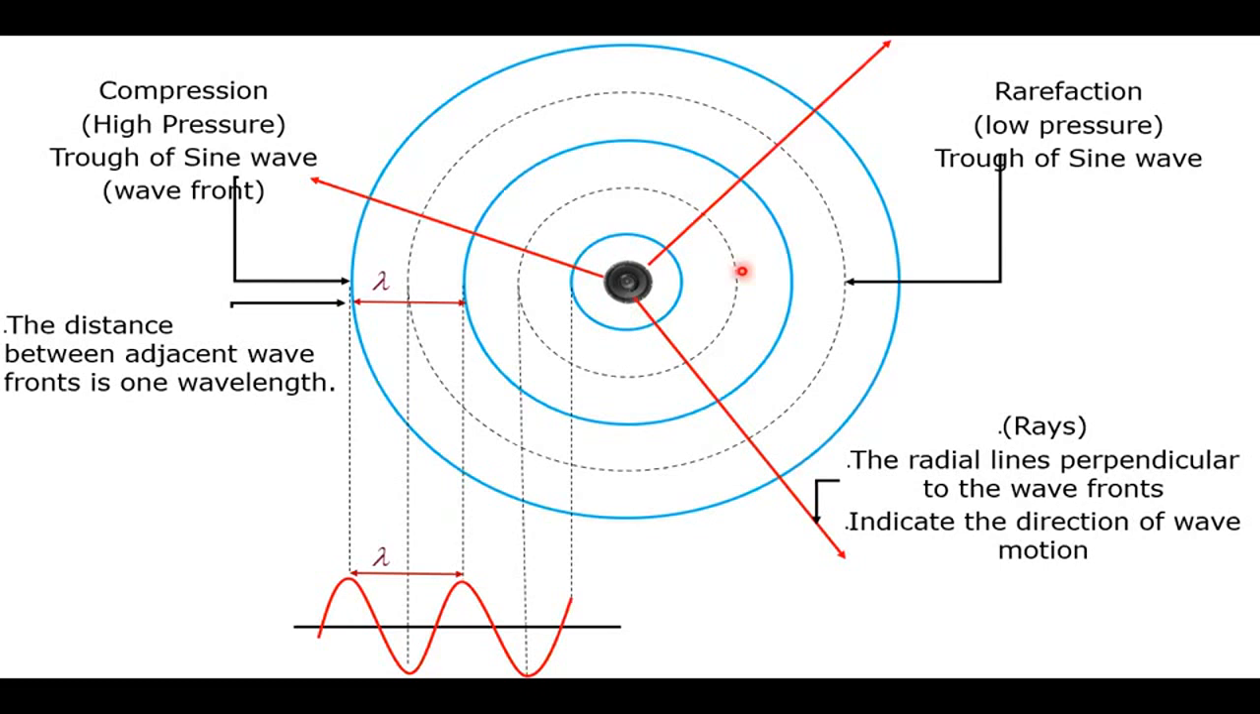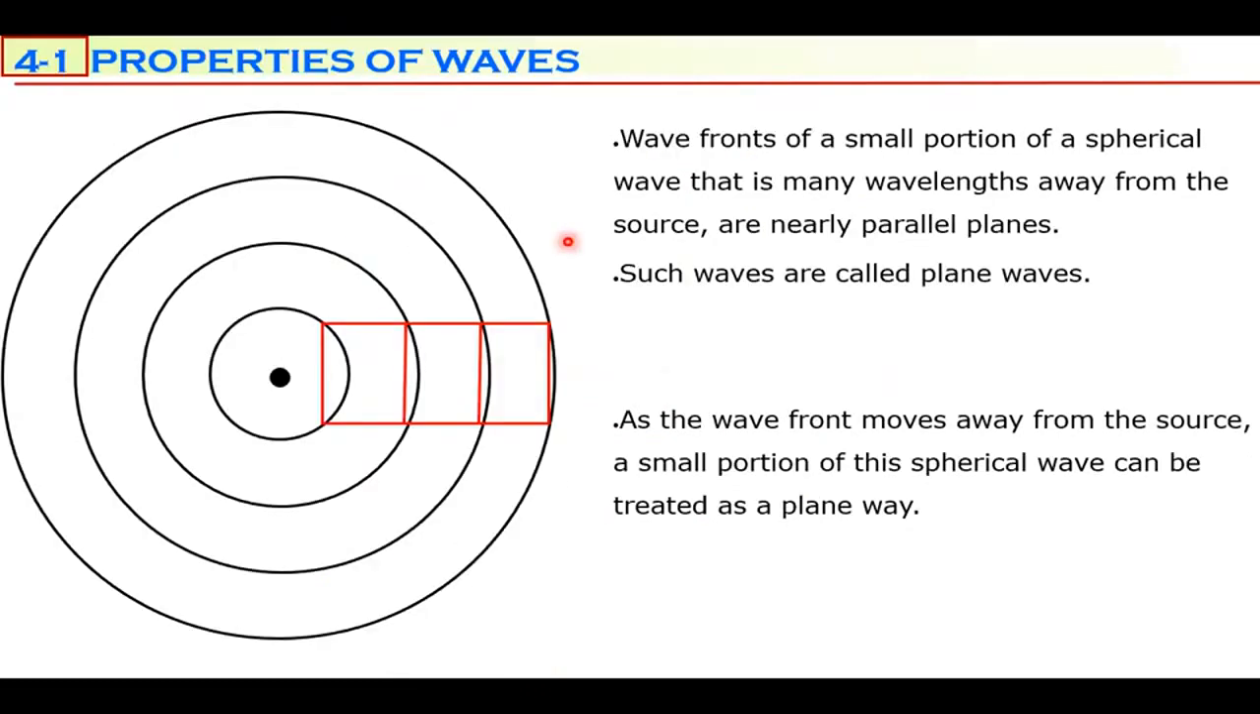Wave fronts of a small portion of a spherical wave that is many wavelengths away from the source are nearly parallel planes, or plane waves. What does it mean? This is a spherical wave, this is another spherical wave. As time passes, these waves move away from the source, and then another and another. As wave fronts get away from the source, a part of them gets closer to a straight line, a plane wave.